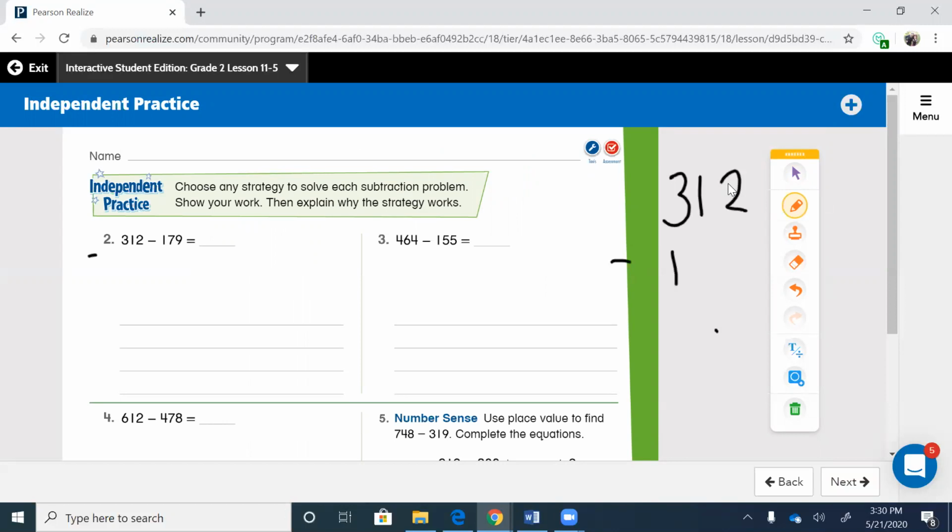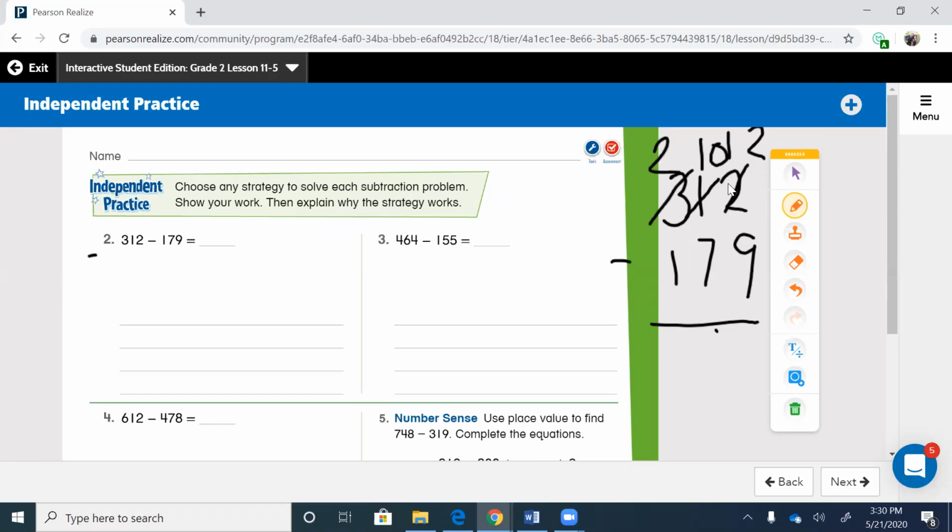312 minus 179. Okay, starting with the ones. Can't take 2 from 9. There's more on the floor. We're going next door. Uh-oh. Now look what happened. We can't take 1 from 7, so guess what? We have to borrow again. So instead of this 1 becoming an 11, it's actually going to become a 10. And now the 3 has to become a 2.